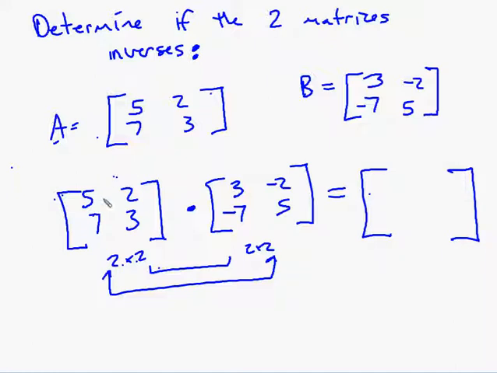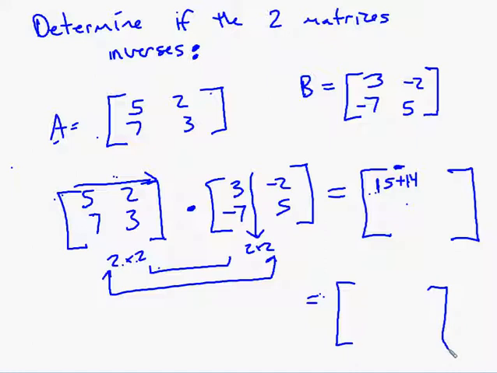So I do row 1 times column 1. So we get 15 minus 14, or 15 minus -14, I should say. So that would be plus 14. Oh, no. I'm dumb. Minus 14. My bad. So I get a 1 right there. That should be plus a -14. That's what I meant to say.